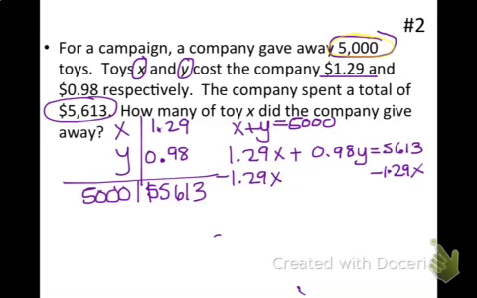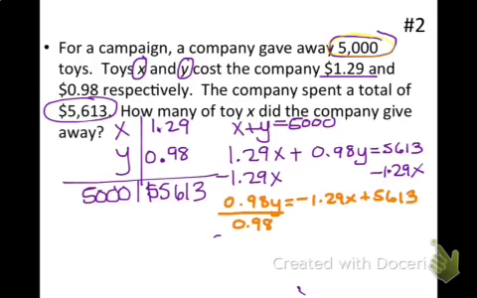And then that gives us 0.98y is equal to negative 1.29x plus 5,613. The last thing that we want to do is just divide by 0.98. And actually, you can put it in your calculator like this. You don't have to simplify the whole thing.